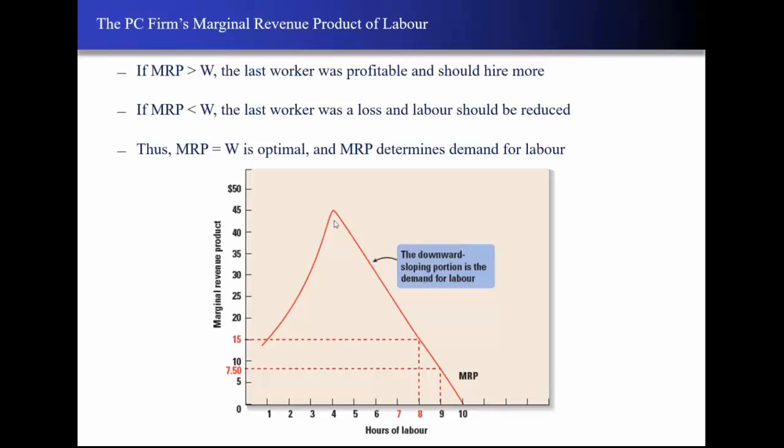So anyways, that is the demand. The demand curve for labor is only the downward sloping portion of the marginal revenue product. If the wage was $15, you wouldn't hire just one worker, you would hire 8 workers, right? Because in all this region here, your marginal revenue product exceeds your marginal cost, and so it's profitable to keep hiring up until this point, okay?